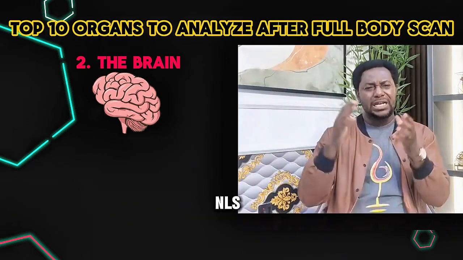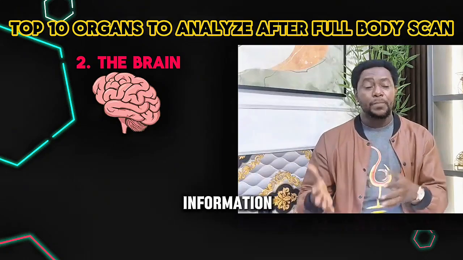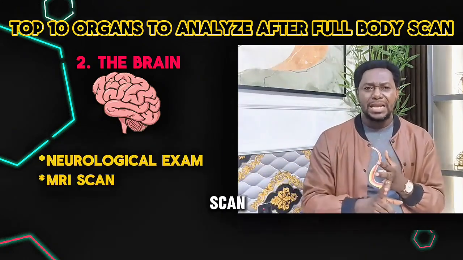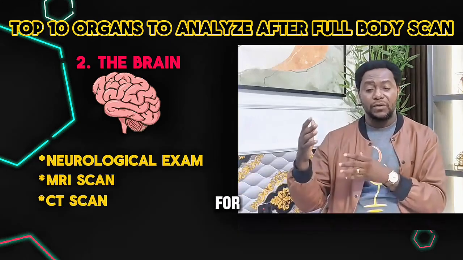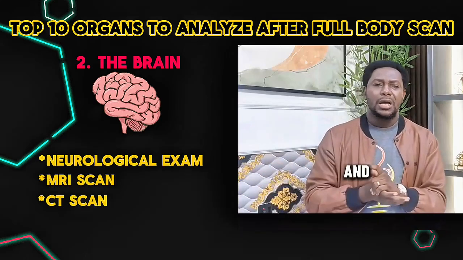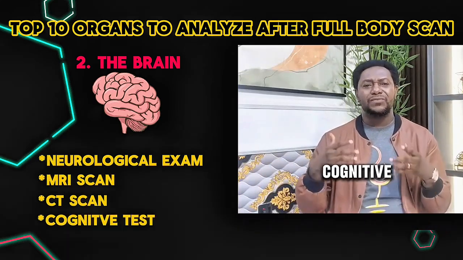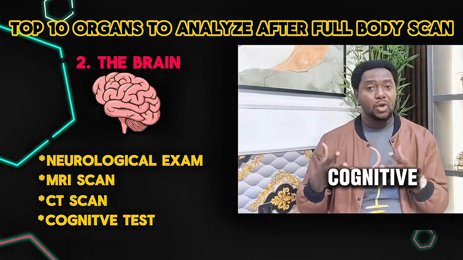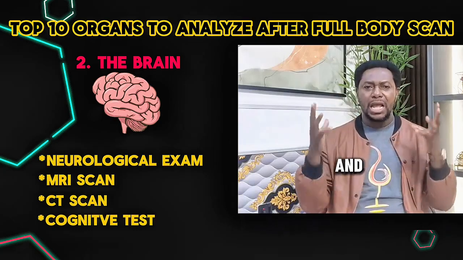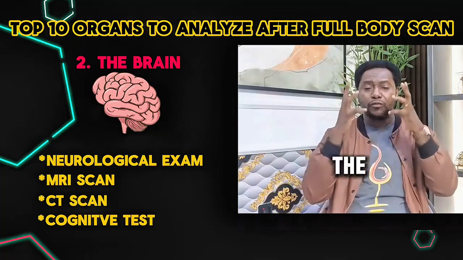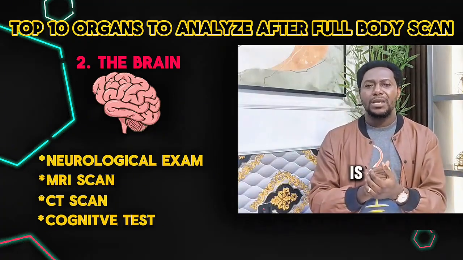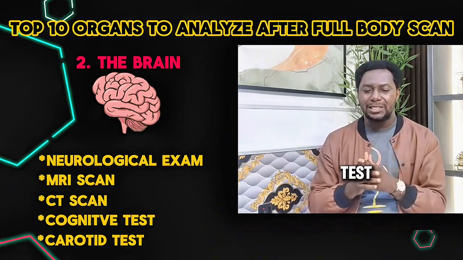With the NLS device, you can also get all this information. With the lab, you can run tests like neurological exam, MRI scan, CT scan, trying to check if it's a high risk or if there are symptoms that are already showing. And you could also run cognitive tests for the brain, to ensure that the memory and the cognitive function of the brain are functioning well.